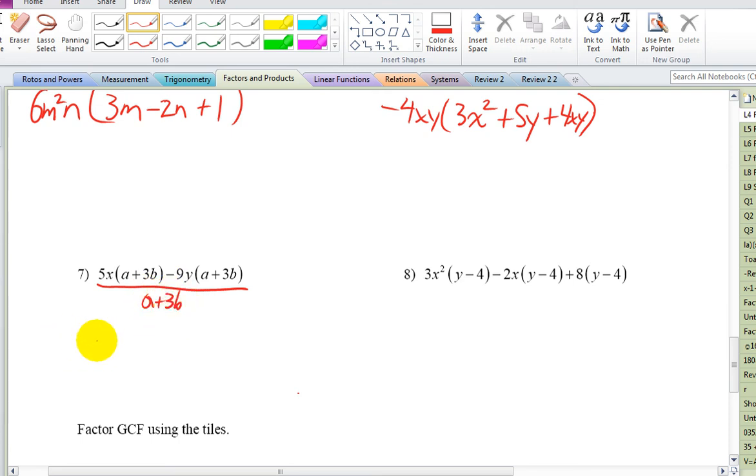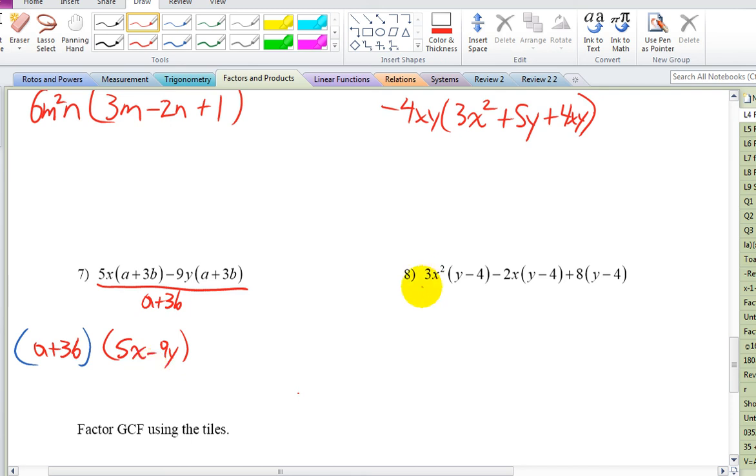So just like before, your GCF goes at the front. So we have A plus 3B. Because it's a term, we have to put brackets around it, and that's something new. Okay, because it's not just like a single term like all the rest. There's 2 of them. You got to put brackets around it. What's your remainder? What goes in the brackets? 5x minus 9y. Wasn't that hard, was it?